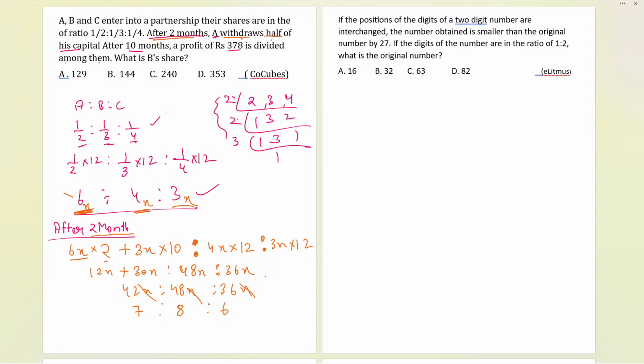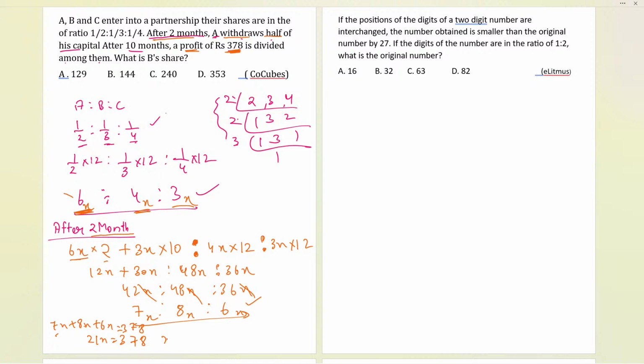Now, as we have got the complete share, and the profit is 378, it is divided after 12 months. So that is the exact ratio by which we should divide. Let us now add. Again we can consider x as the common factor. Let us add all of them: 7x plus 8x plus 6x equals 378. If I add it, 7 plus 8 is 15, 15 plus 6 is 21. So 21x equals 378.